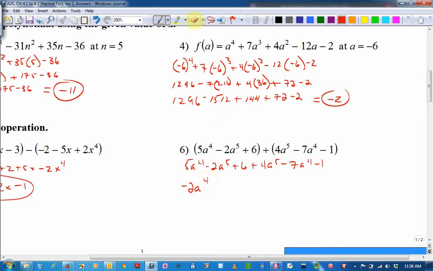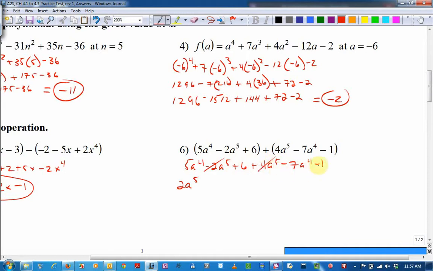Wait a second. That's a 5th power. So let's do the 5th first. So I have a 5th power. That's my largest exponent. Actually, I have another 5th power right here. So I have a minus 2 to the 5th and a 4a to the 5th. So minus 2 plus 4. That's going to be a minus 2 plus 2 a to the 5th. So I got rid of my 5th power terms.